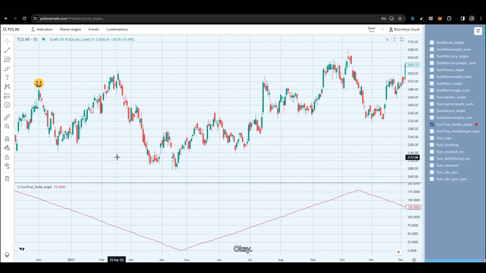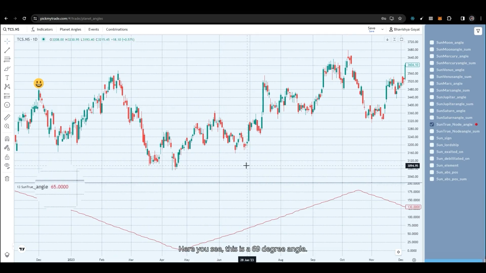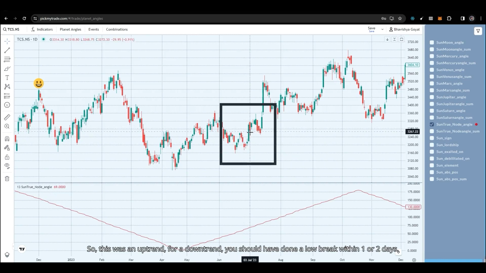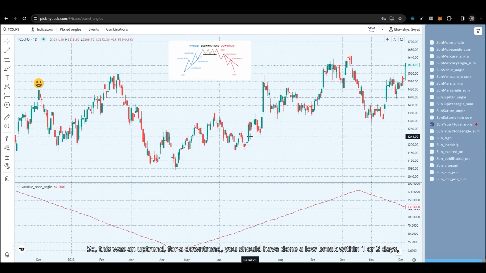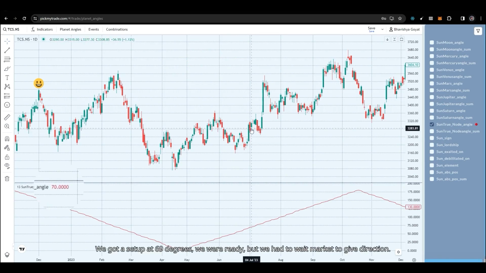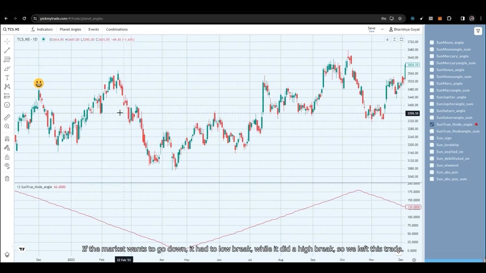Okay. Now let's look at the next. This is 69 degrees. Here you see, this is a 69-degree angle. 67, 69. This is the angle here. So, this was an uptrend. For a downtrend, you should have done a low break within 1 or 2 days. Here, there was no low break. So we could have left this trade. We got a setup at 69 degrees, we were ready, but we had to wait for the market to give direction. If the market wants to go down, it has to low break, while it did a high break, so we left this trade.